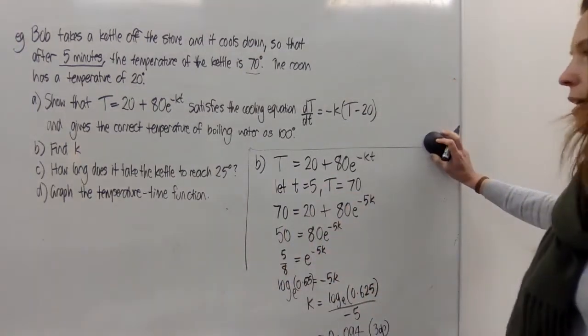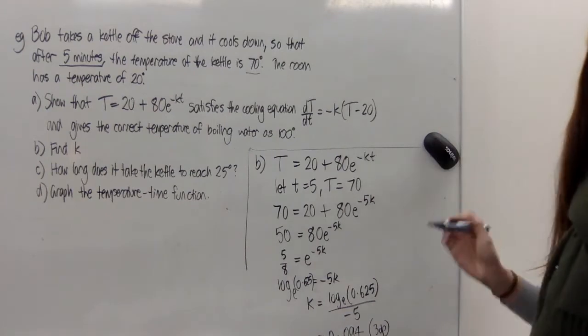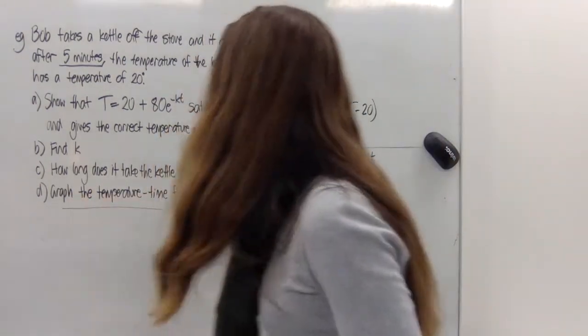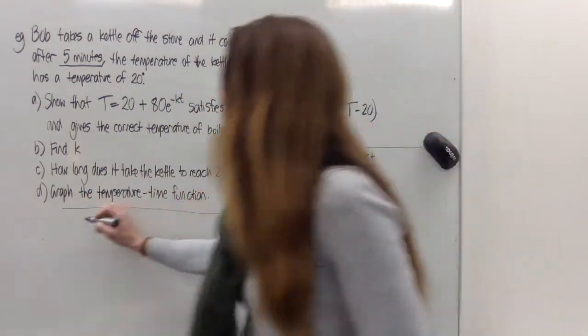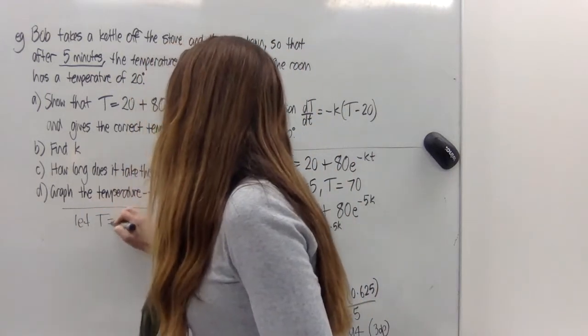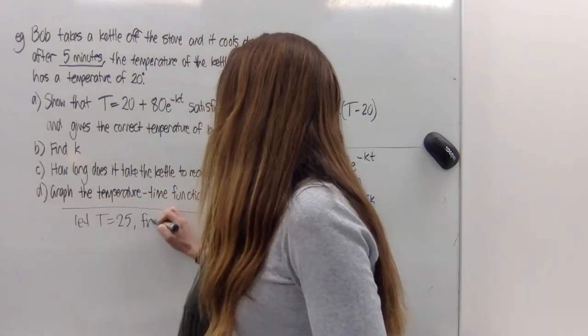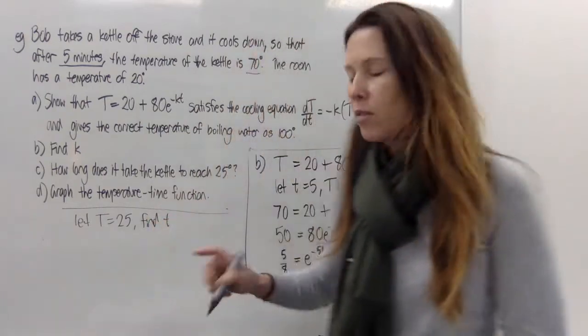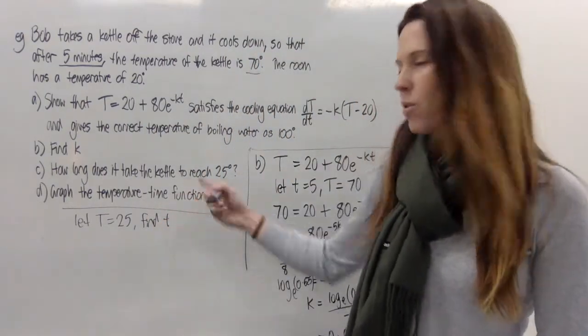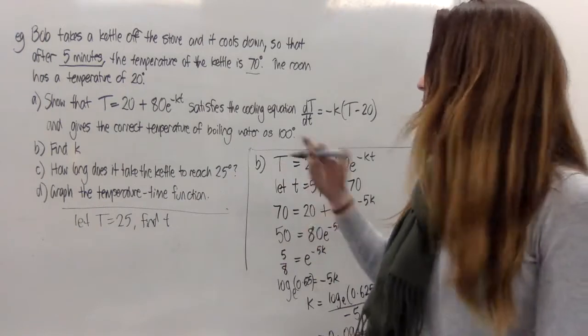Okay, so for part C, how long does it take the kettle to reach 25 degrees? Let's do that part over here. So we want to let big T equal 25 and find little t. Now, you don't need to write that at the start, but it's quite handy just to give yourself a bit of direction so you know what to do.